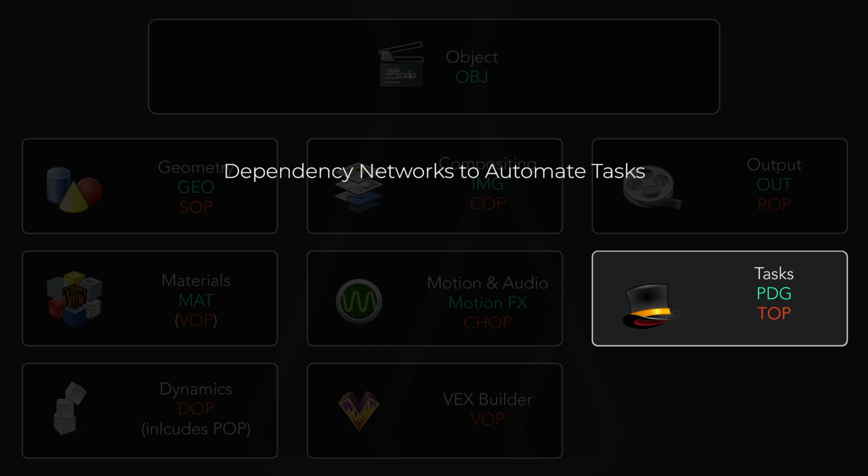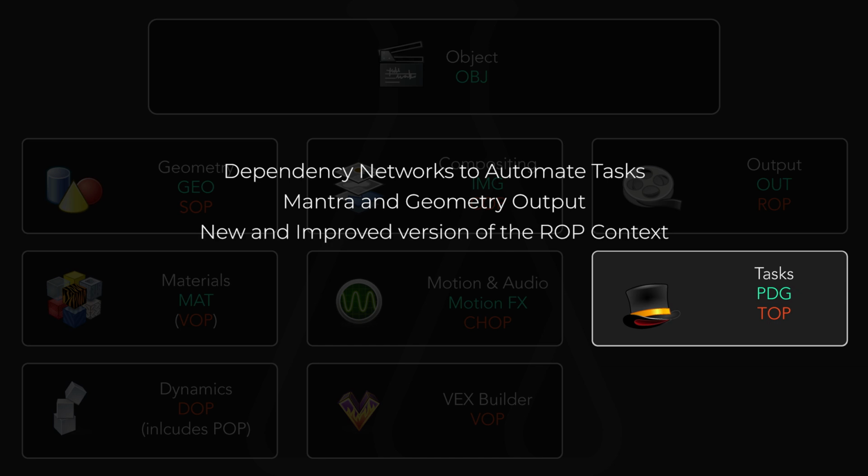There's a fair degree of overlap in the kind of tools that you'll find in a TOP network and a ROP network. Both have Mantra and Geometry Render drivers, for example, and you could render the exact same sequence with the same settings from either the TOP or the ROP context. On one hand, we could think of the task context as being a new and improved version of the output context, but TOPs allows us to automate a much wider variety of work than we can within a ROP network.